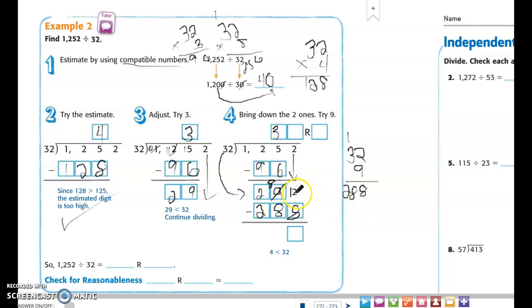So let's see. 12 minus 8 is 4. So I get 39 remainder 4. Do you guys see how we got that? Yeah. Okay.